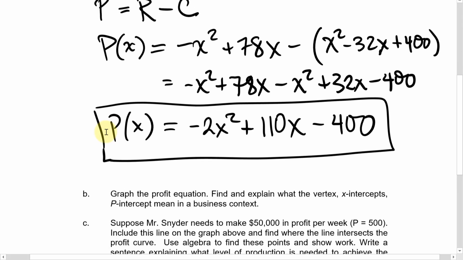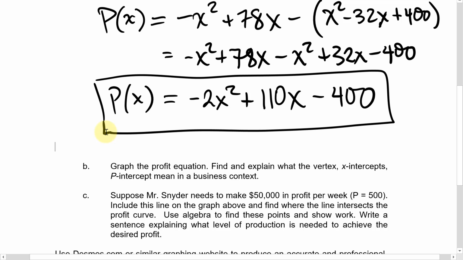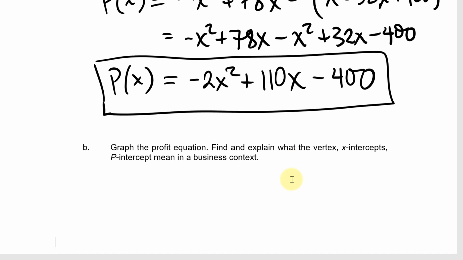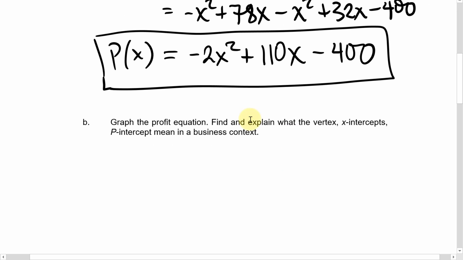Now go into part B, graph the profit equation, find and explain what the vertex, x-intercepts, and the p-intercept mean in a business context. Now, when you do this as an assignment, you can use the calculator and the computer to produce a very accurate graph. But when it comes to an exam in class, like the midterm, you don't have a computer, and you need to be able to do this by hand. So let's do this finding the vertex and the intercepts by hand, and then we'll use the computer to check that we got it right.